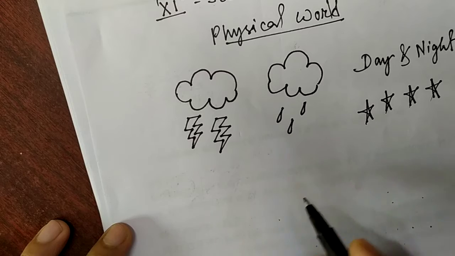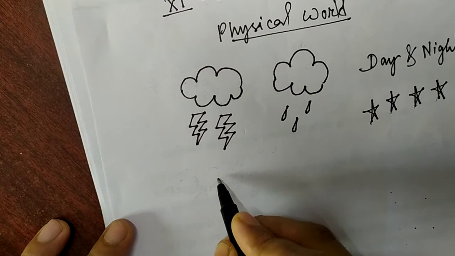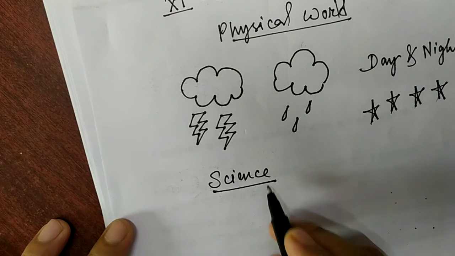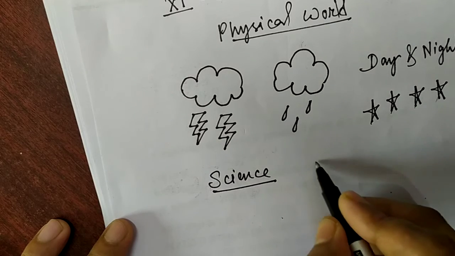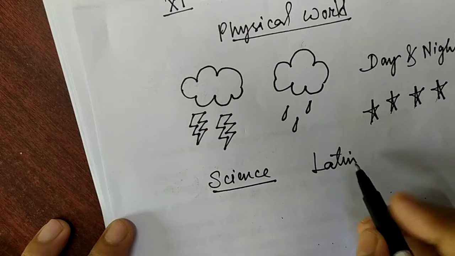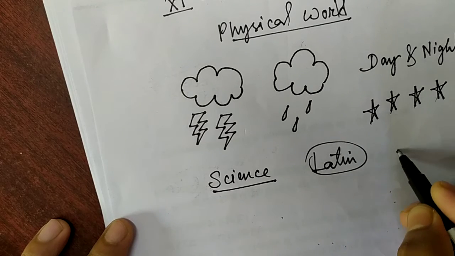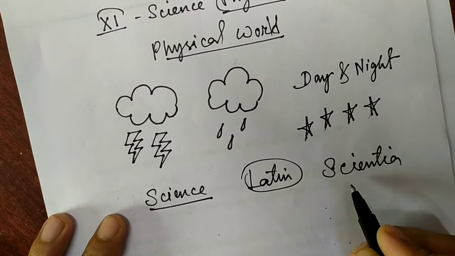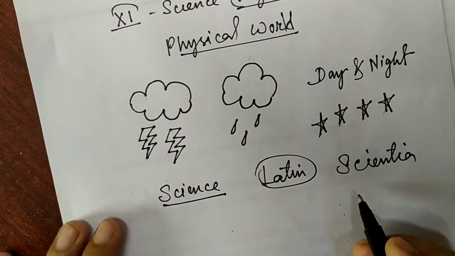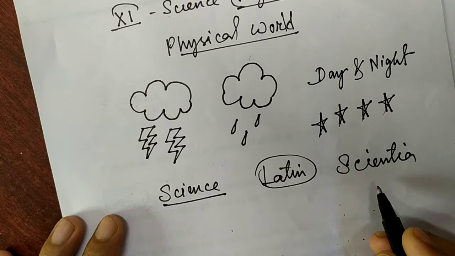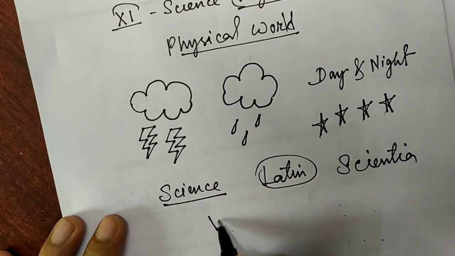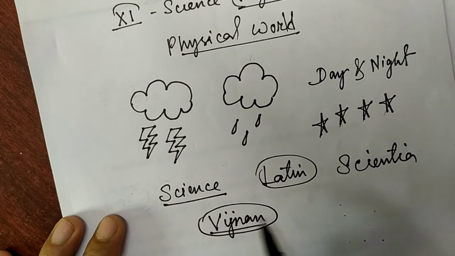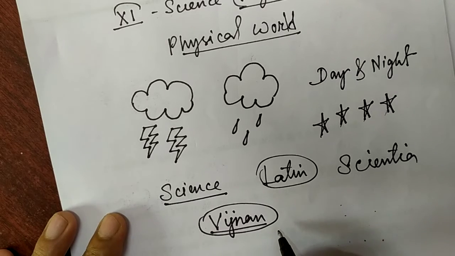Now we will talk a little bit about science. The word science originates from the Latin word scientia, S-C-I-E-N-T-I-A, which means to know, to understand. In Sanskrit, this is known as Vigyan. Okay, so Vigyan means knowledge.